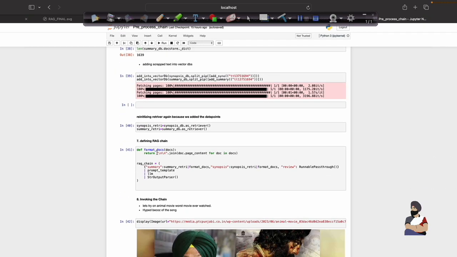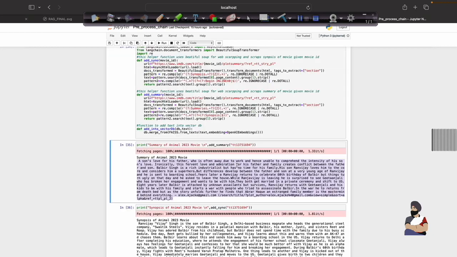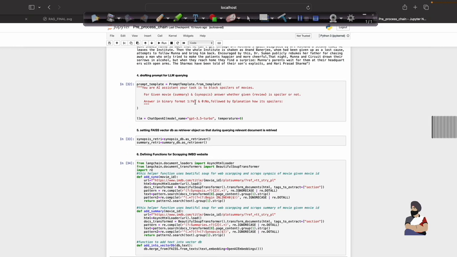And then I have defined the retrieval augmented generation chain. This chain is written in a declarative way. In the declarative way, the summary is interpolated using a summary retriever object, and the synopsis is interpolated using this synopsis retriever object. So basically what is happening is, whenever you query the large language model, it retrieves the text related to the movie, and also the summary and synopsis text of that movie, and interpolates it over here. Then it takes the review from the user, and tells whether that review is a spoiler or not. So this part is interpolated from the vector databases, and this part is interpolated from the user input. So this is so simple.